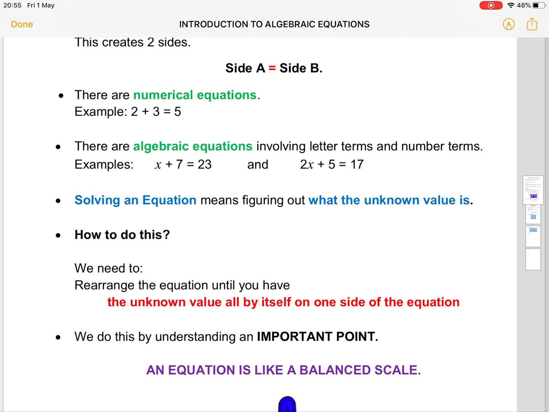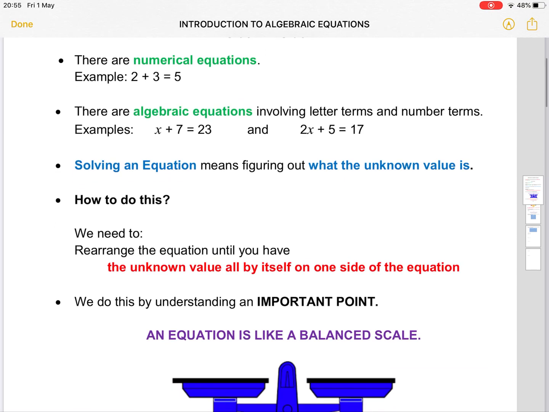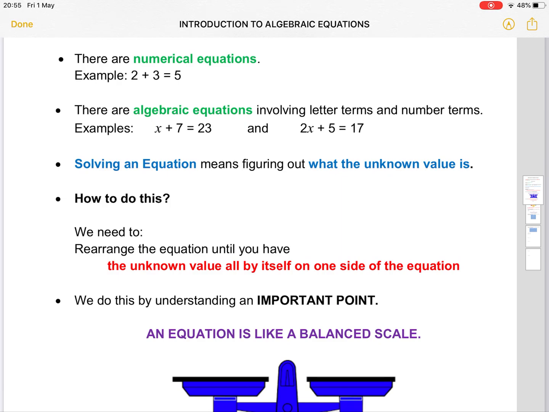Now, to solve an equation, we need to rearrange the equation until we have the unknown value all by itself on one side of the equation. For example, in the above algebraic example equations, we will have x on its own in x plus 7 is equal to 23. And in 2x plus 5 is equal to 17, we first have to bring 2x on its own, and then eventually we need to bring x on its own because that is the unknown value, x.